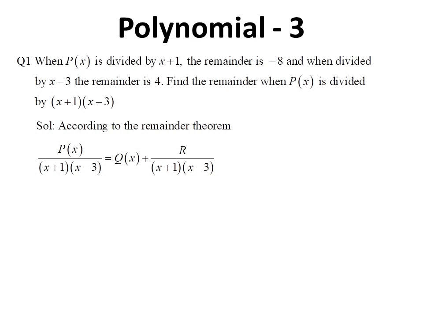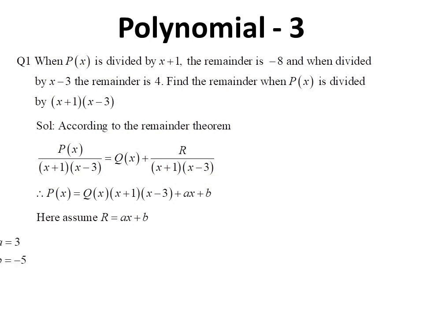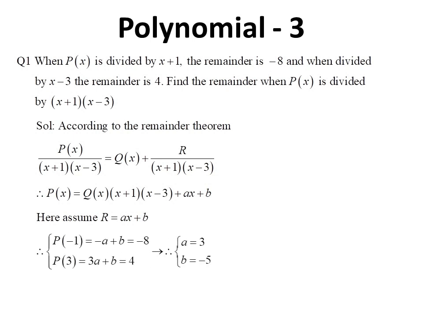ax plus b, not just a constant, because when divided by a quadratic, the remainder can be either a linear expression or a constant. If assuming the remainder is a constant, we narrow down the scope of possible outcomes, which may lead to no solution for questions like this. So, after assuming the remainder is a linear expression of ax plus b, we establish the simultaneous equations to solve the values of a and b.